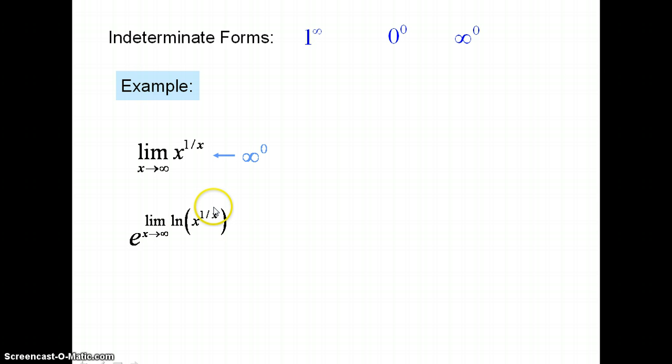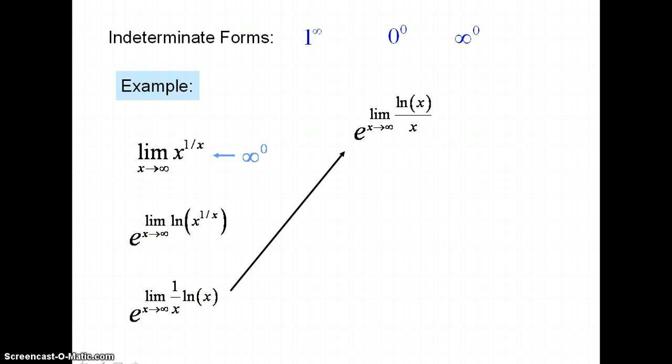We're going to bring the 1 over x out front. Then we can just put the x in the denominator, right? As x approaches infinity, the ln of infinity goes to infinity, and x goes to infinity, obviously. So we can apply L'Hopital's rule to the fraction ln of x over x. So we get 1 over x. As x approaches infinity, 1 over x goes to 0. And so what we get is e to the 0, and e to the 0 is 1.